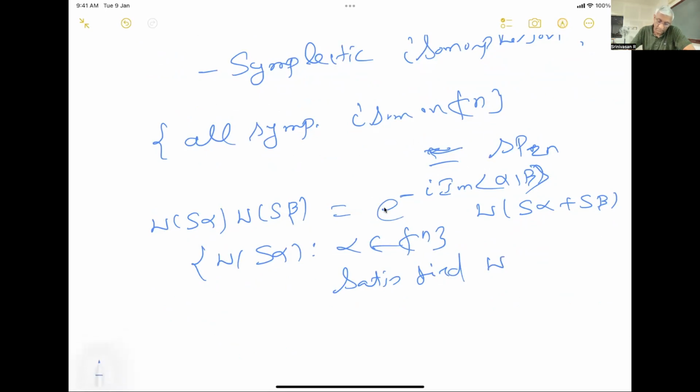The motivation is to get all quantum states through this. Here, the symplectic isomorphism has a different purpose. It satisfies the Weyl relations.